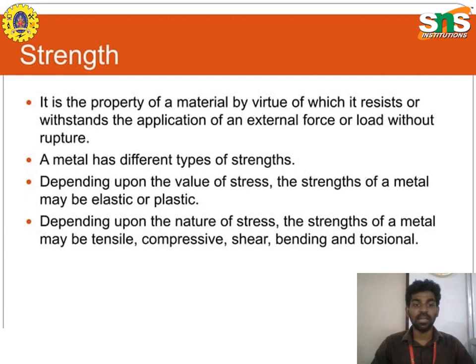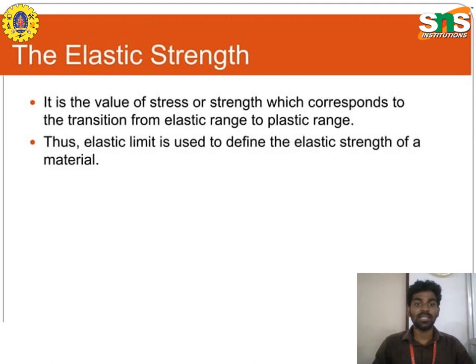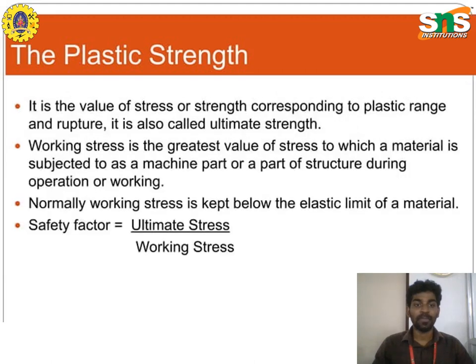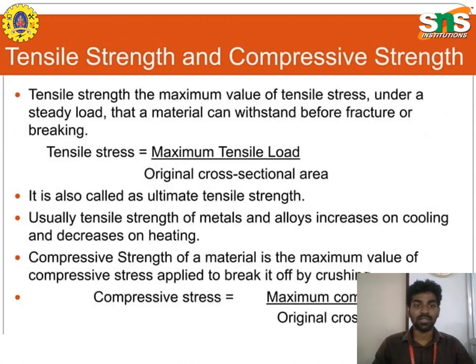The strength of a metal may be elastic or plastic. Elastic strength is the value of strength corresponding to the transition from the elastic range to the plastic range, and the elastic limit is used to define the elastic strength of a material. Plastic strength is the value of stress or strength corresponding to the plastic range and rupture. It is also called ultimate strength. It is the factor of the ultimate stress to the working stress.